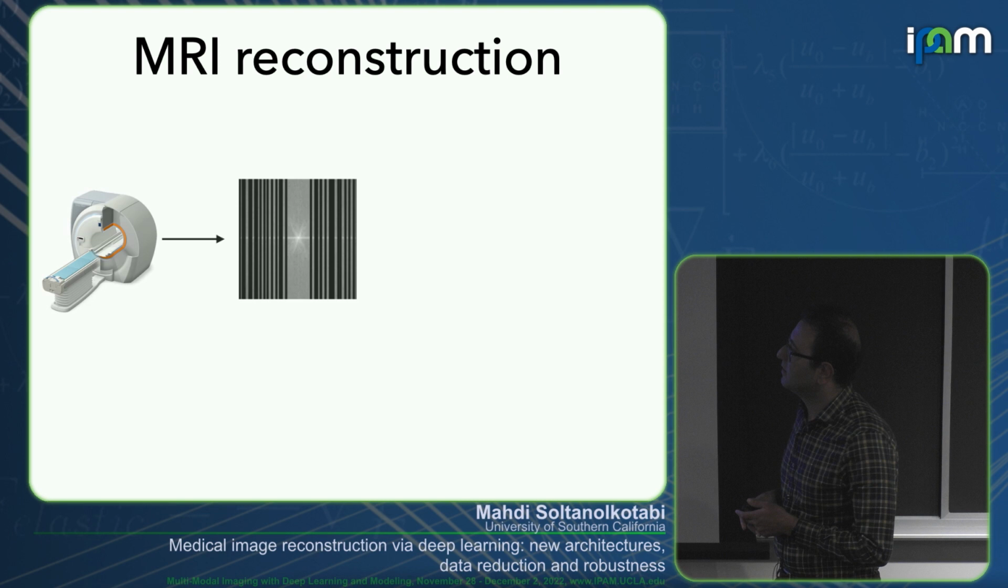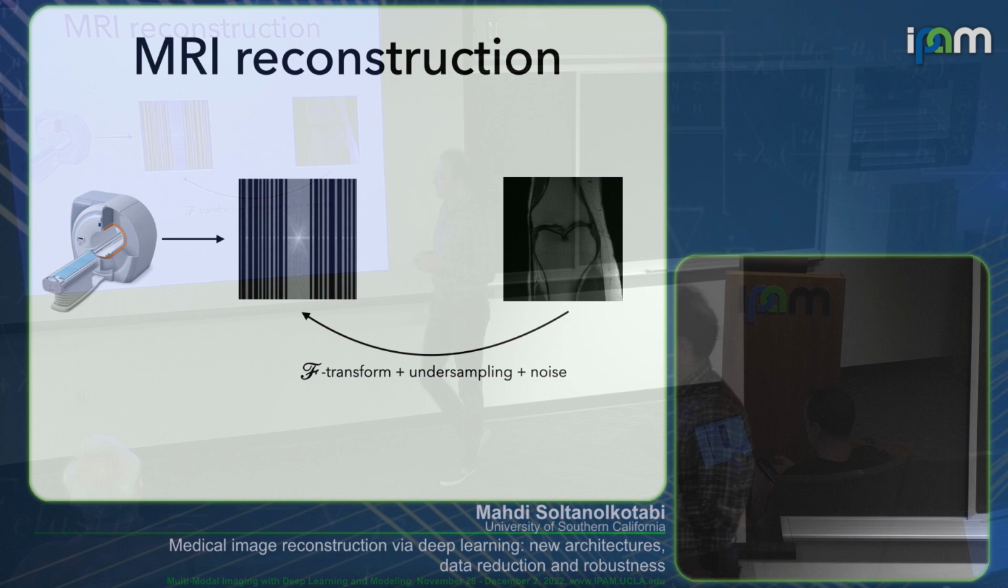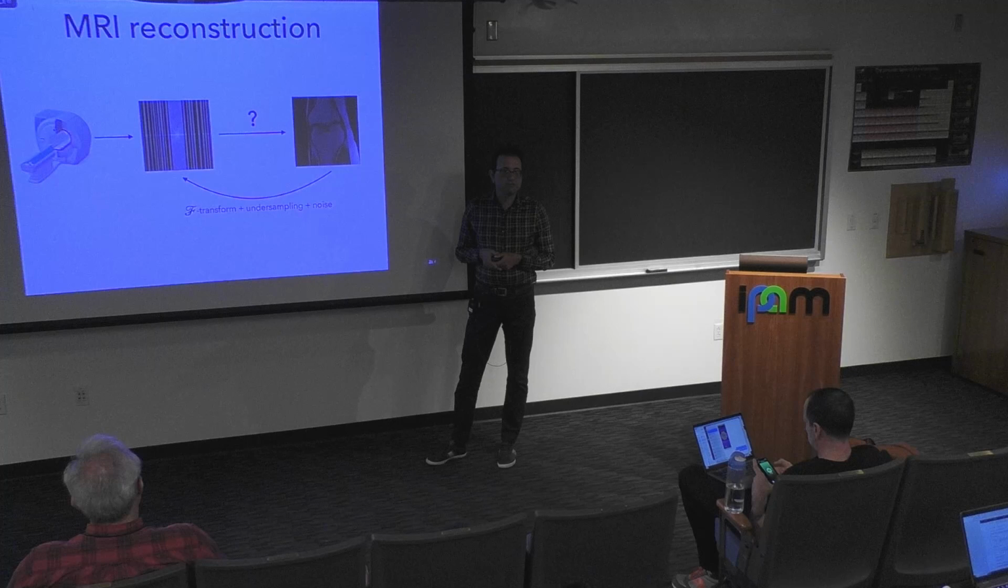You get some measurements, right? These measurements are samples from the Fourier domain or k-space of the image, right? So what you see is Fourier transform, undersampling plus noise. And of course, the question is how do you go back, right?